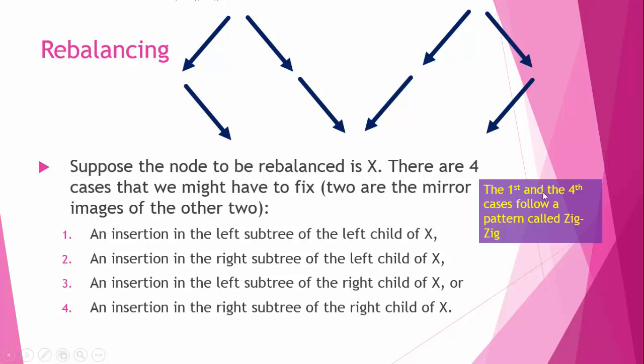The first and the fourth cases follow a pattern called zig-zig: left, left, zig-zig, or right, right, zig-zig. Whereas the second and the third cases follow a pattern called zig-zag: right, left, zig-zag, or left, right, zig-zag.